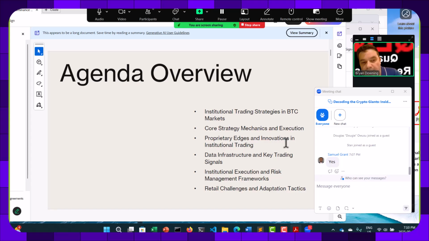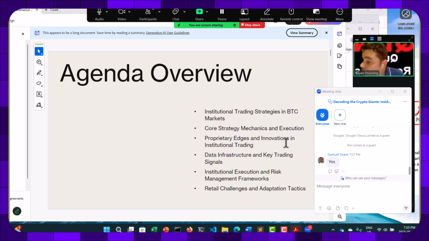So we're going to look at the core mechanics and how things are executed in the world of high frequency trading. Again, with Bitcoin in mind, there's a bunch of data infrastructure that's used that we, the retail, don't have access to. They also generate very advanced trading signals, and they have their own set of institutional level execution risk framework. And there are different challenges that the retail world first doesn't know about, what can we do about it, and how do we adapt.